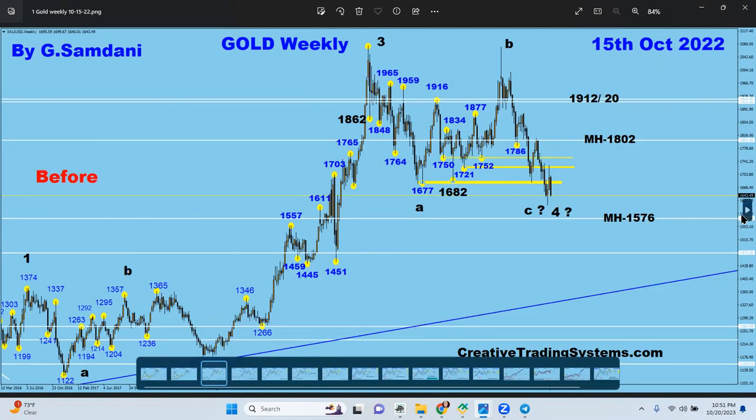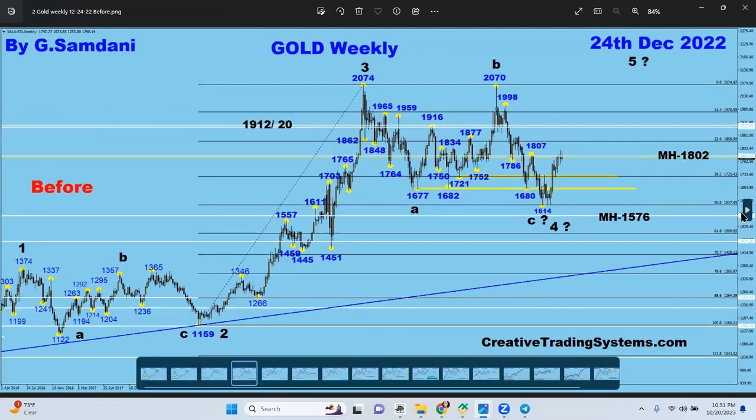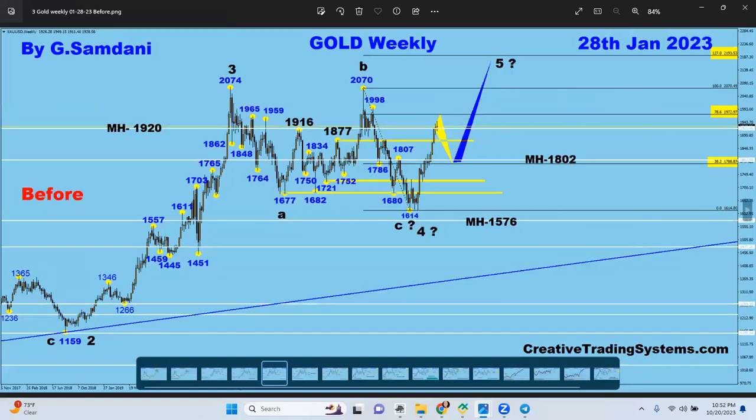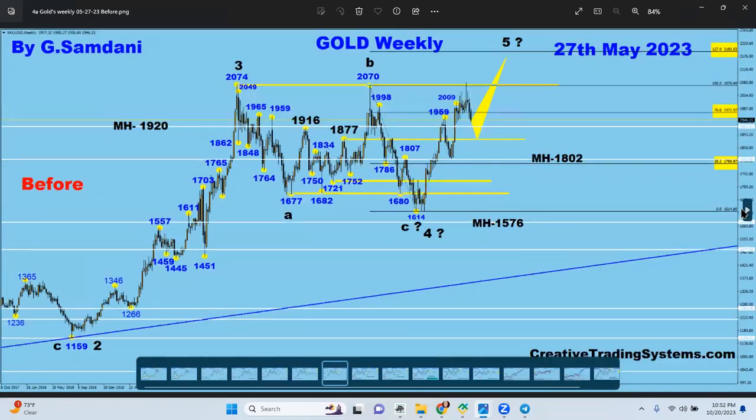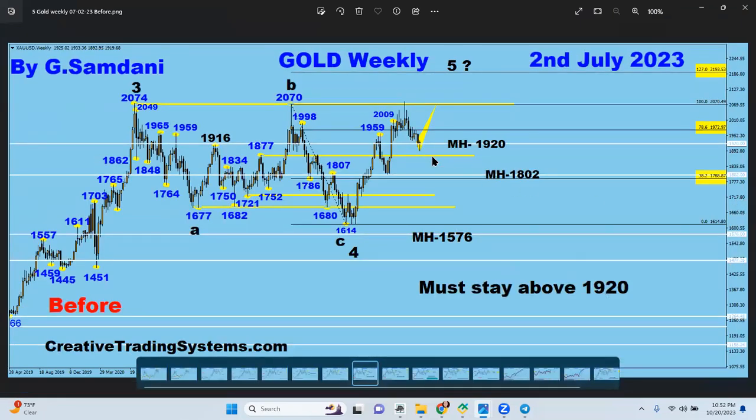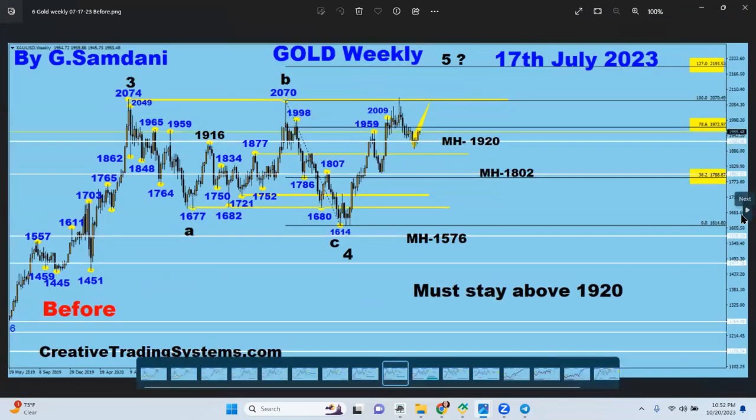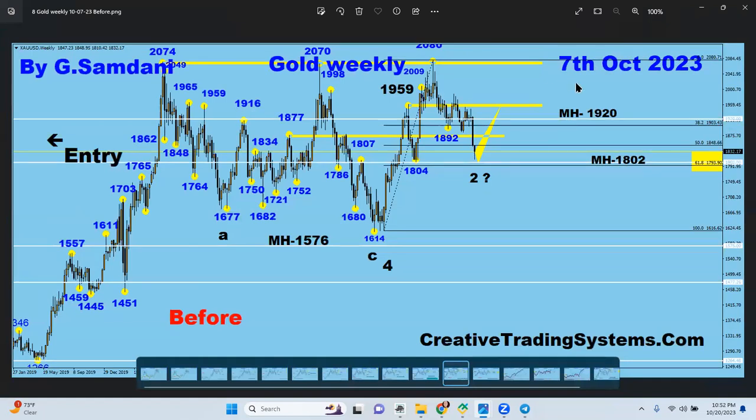You know, from October last year, and then this is December. Then I have this one, followed by this one, and then on 27th May, I said we're gonna go to the upside, but after coming down here, then we will go to the upside, and that's what happened. It started to go up, and then it dropped, and then this is the chart I made on October 7th, that we are now starting to go to the upside, right?